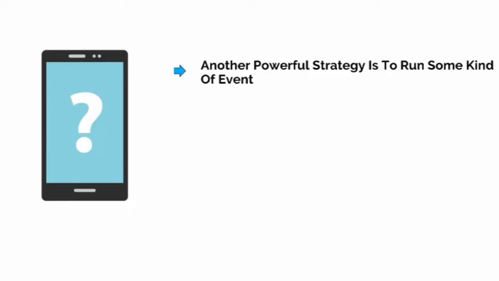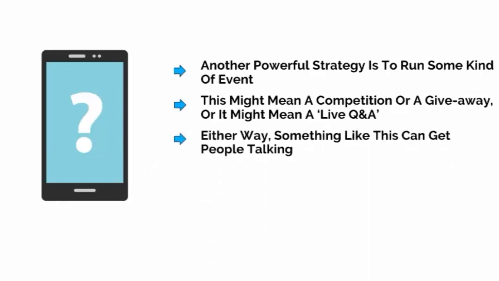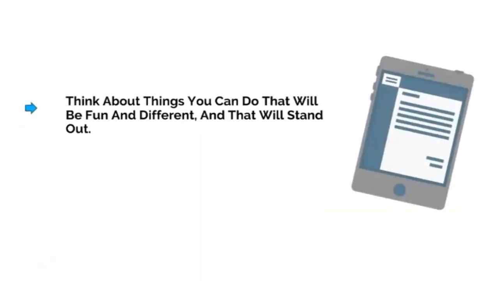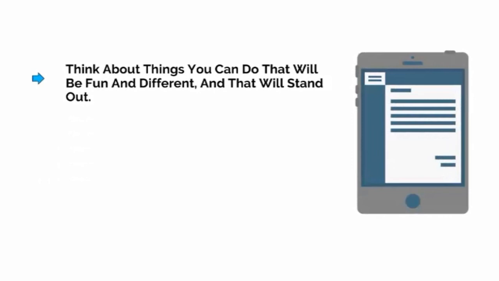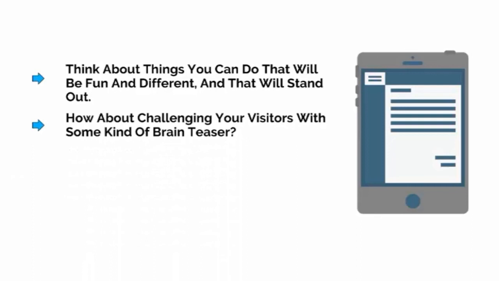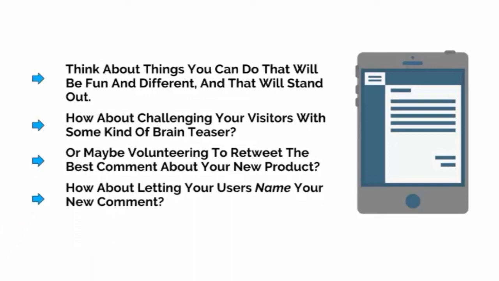Finally, if you want to draw in a lot of new followers quickly, another powerful strategy is to run some kind of event. This might mean a competition or a giveaway, or it might mean a live Q&A. Either way, something like this can get people talking, it can generate buzz, and it can be exciting for the followers you already have. Think about things you can do that will be fun and different, and that will stand out. How about challenging your visitors with some kind of brain teaser? Or maybe volunteering to retweet the best comment about your new product? How about letting your users name your new product? It's something to consider.